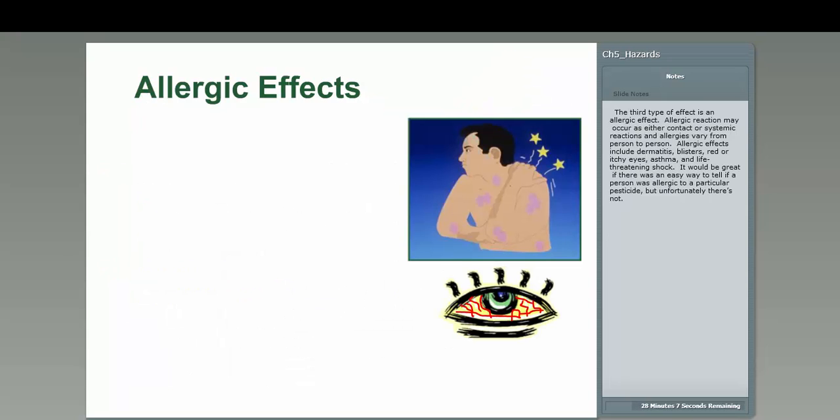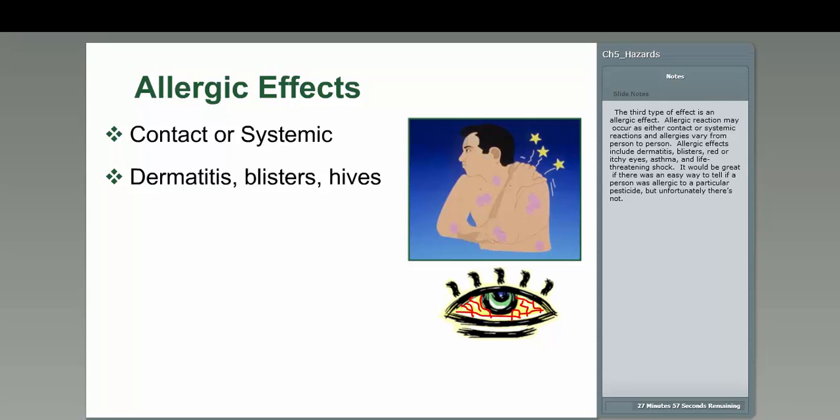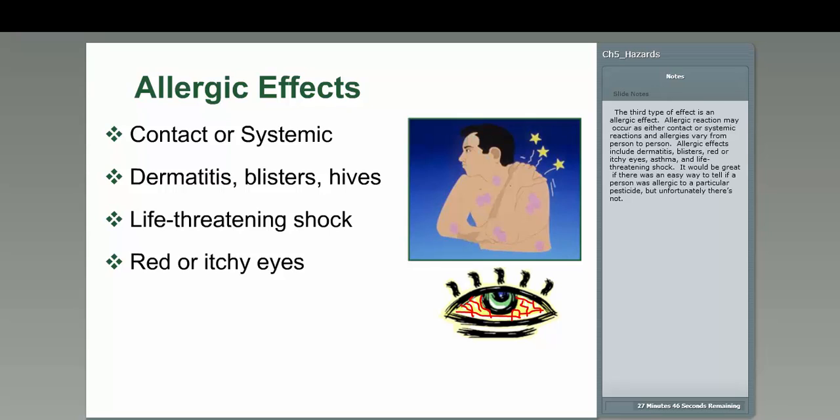The third type of effect is an allergic effect. Allergic reaction may occur as either contact or systemic reactions, and allergies vary from person to person. Allergic effects include dermatitis, blisters, red or itchy eyes, asthma, and life-threatening shock. It would be great if there was an easy way to tell if a person was allergic to a particular pesticide, but unfortunately, there's not.